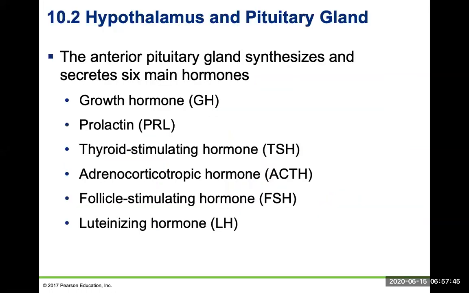So these are the 6 main hormones. I said 7, there's 6 groups of them. Follicle stimulating and luteinizing hormone will affect both the ovaries and testes, and they're listed here for you.